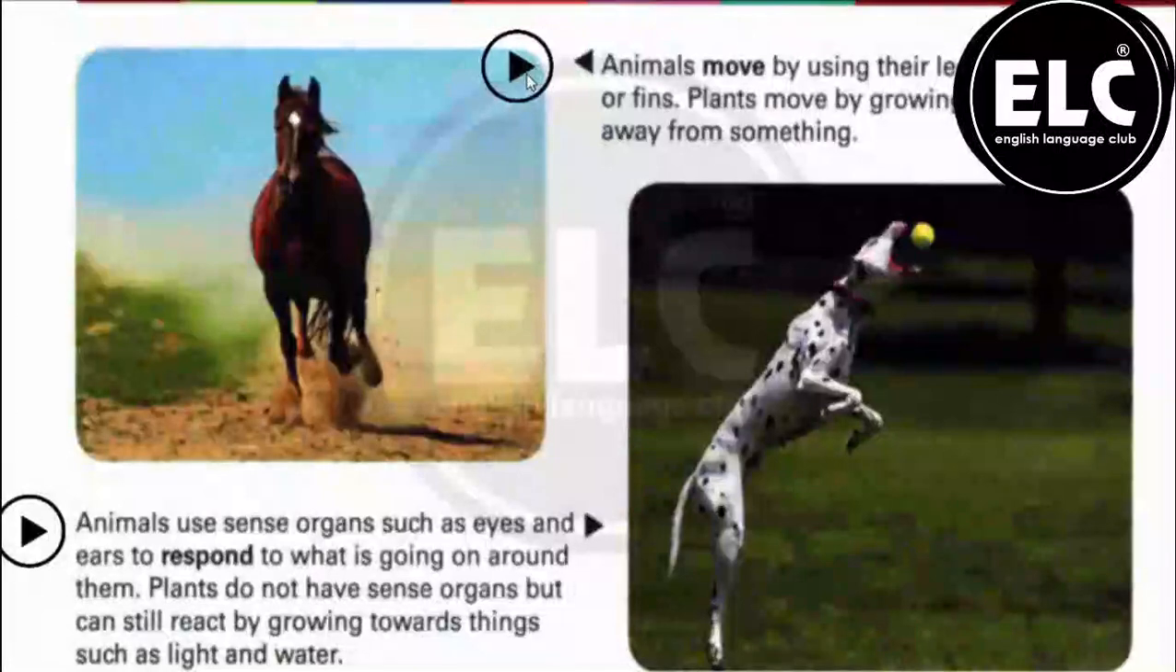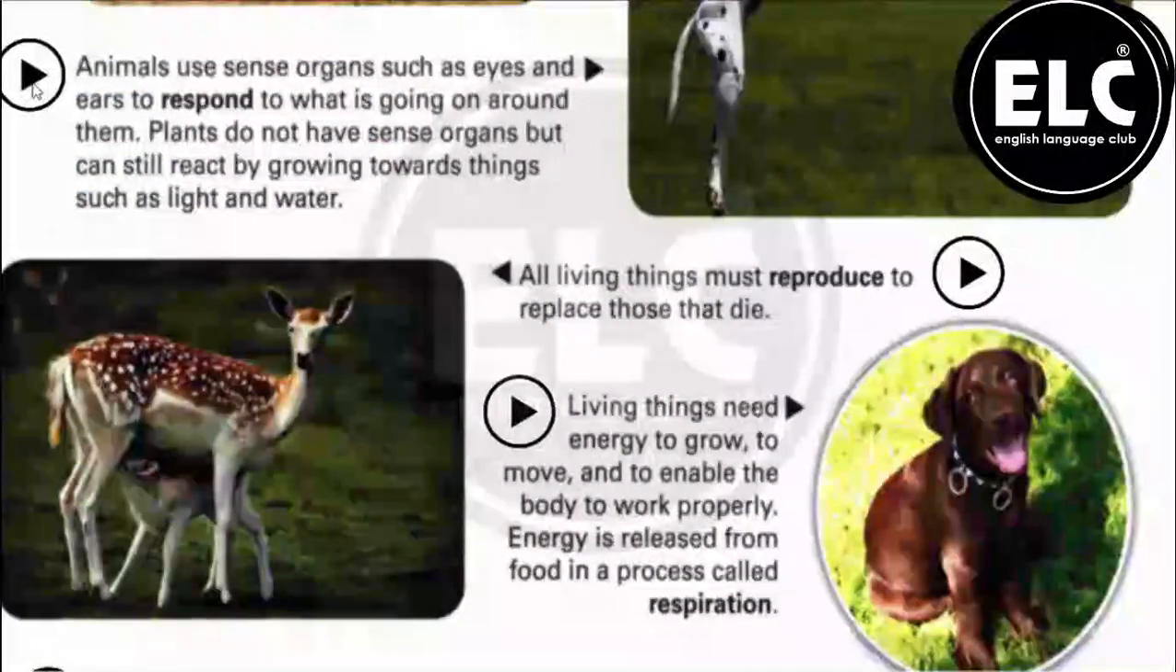Animals move by using their legs, wings, or fins. Plants move by growing towards or away from something. Animals use sense organs such as eyes and ears to respond to what is going on around them. Plants do not have sense organs but can still react by growing towards things such as light and water. All living things must reproduce to replace those that die.